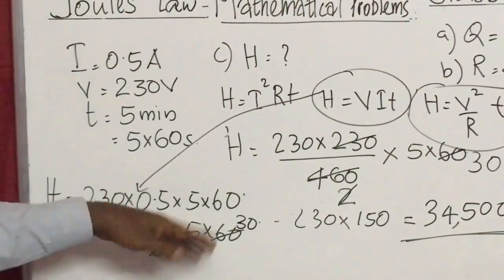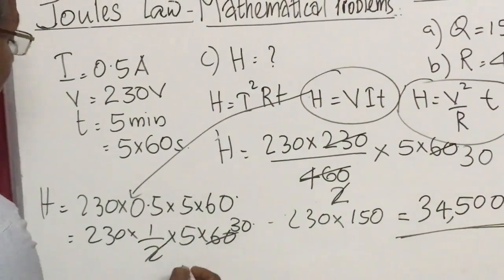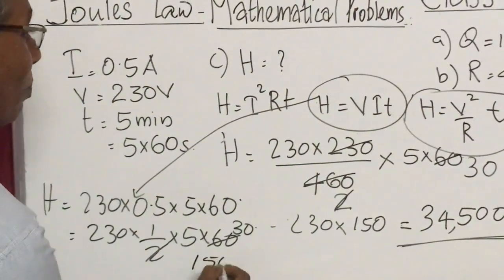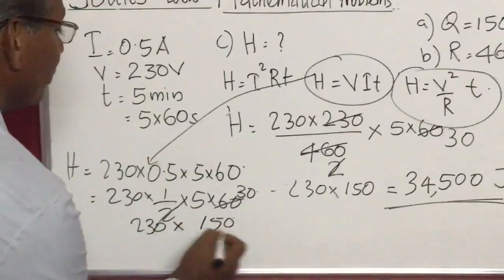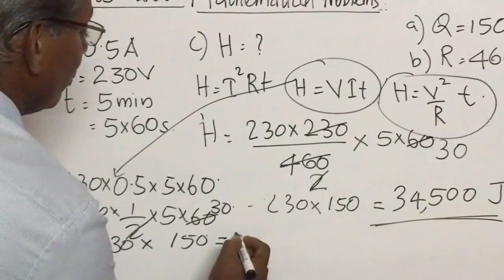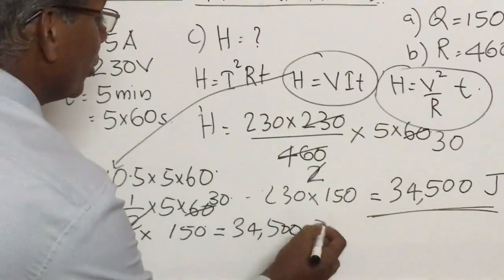We will get the same answer: 230 into 5 into 30. 5 into 30 is 150. 230 into 150, same, 34,500 joules.